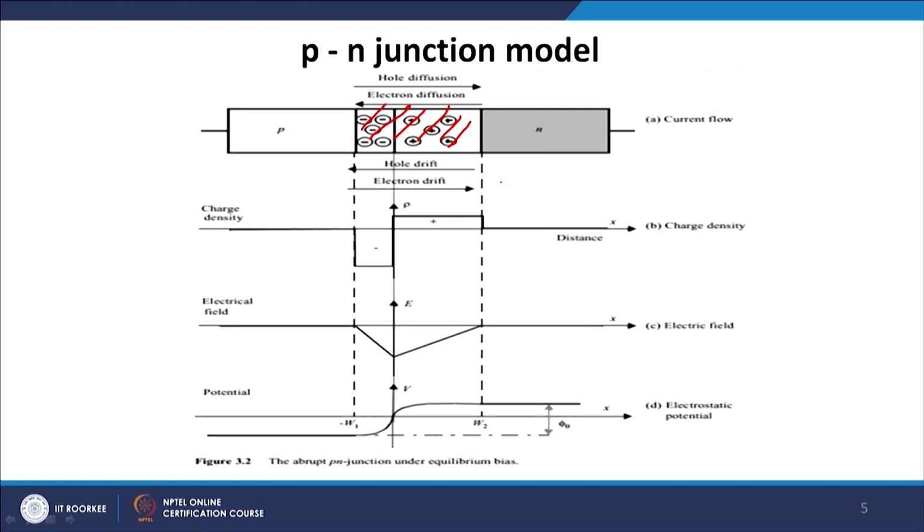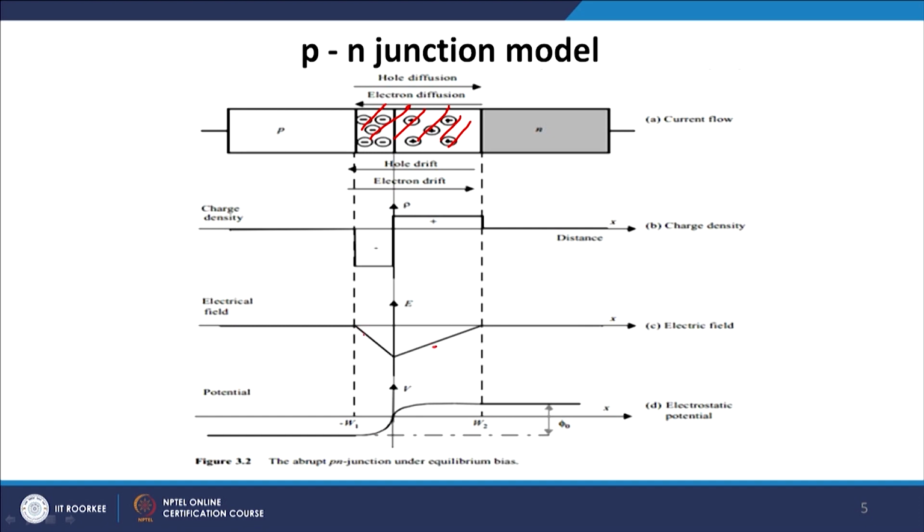And why is this drift happening? This drift is happening due to the inbuilt electric field, which has been generated due to the immobile ions across the junction. Now, since there is an electric field, we can also calculate the corresponding charge density. The corresponding charge density has been plotted in this diagram, which you can see as a step function, which is negative on the left hand side and positive on the right hand side. The corresponding electric field, obtained by differentiating the potential with respect to position, has a shape like a triangle, as shown in the third diagram.